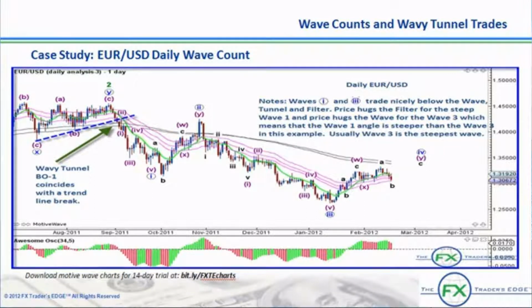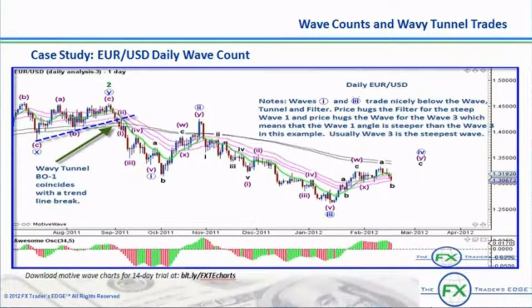Notes: waves 1 and 2 trade nicely below the wave, tunnel, and the filter. Price hugs the filter for the steep wave 1, and price hugs the wave for wave 3, which means that the wave 1 angle is a bit steeper than the wave 3 in this example. Usually wave 3 is the steepest wave. The breakout 1 trade in this chart produces 1,000 pips in the wave 1 trade before the market retraces in a wave 2.